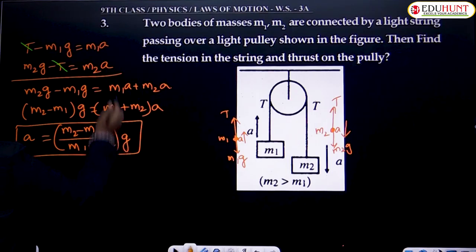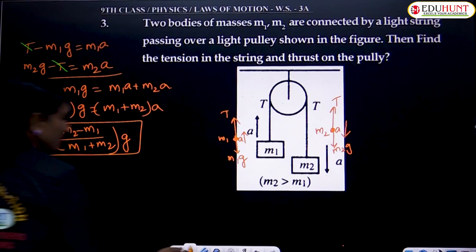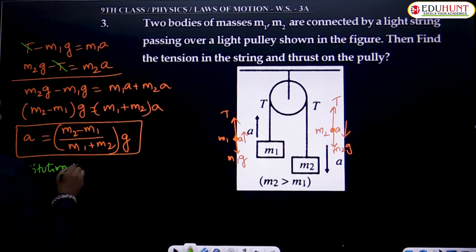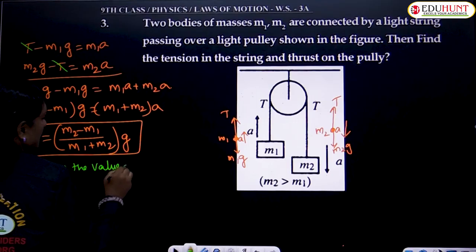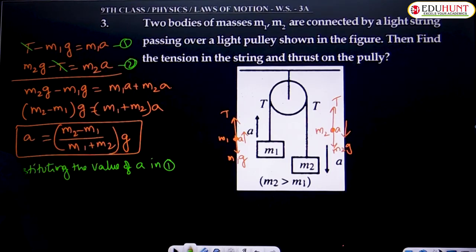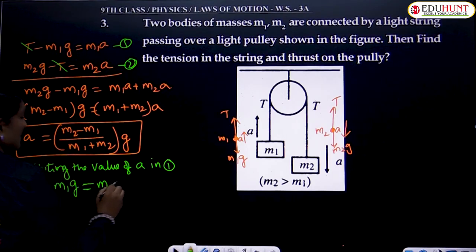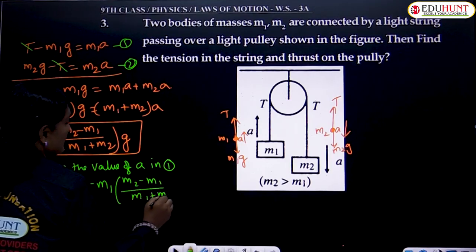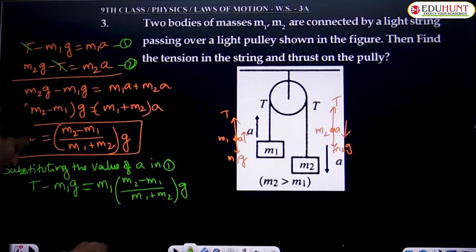So let us substitute the value of A in equation 1. Let this be equation 1 and this be equation 2. Substituting in equation 1: T minus M1G equals M1 times A. Instead of A, what should I replace, children? I should replace it with M2 minus M1 by M1 plus M2 into G. You'll get 2M1M2 by M1 plus M2. We have already solved this while explaining the concept.